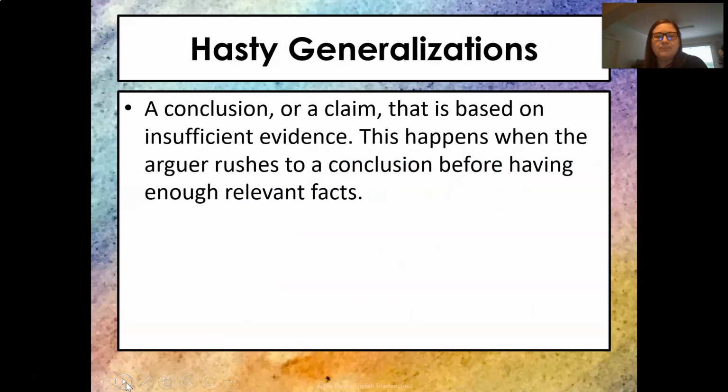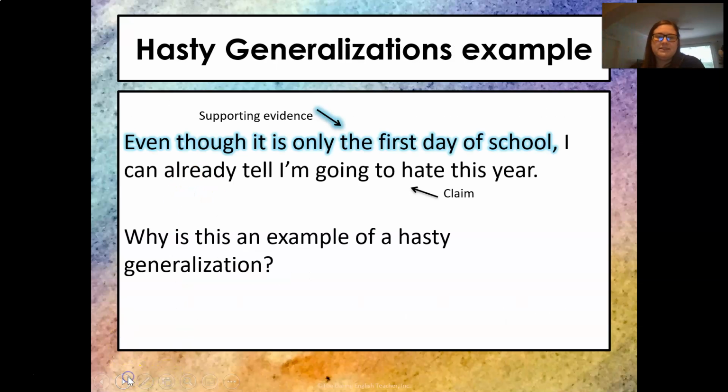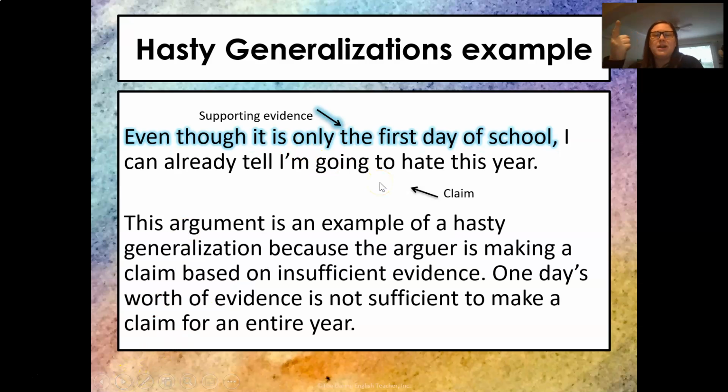A hasty generalization is a claim that's based on insufficient evidence, and we saw this in our example on Monday. It's when we say, well, if Z is true for A, B, C, D, then it must be true for everything else. And again, here, Z is just whatever the idea or claim is. Even though it's only the first day of school, I can already tell I'm going to hate this year. We know that this is a hasty generalization because you only have one day of evidence, but you're trying to make that claim hold true for the other 179 days of the school year, and it doesn't work like that.